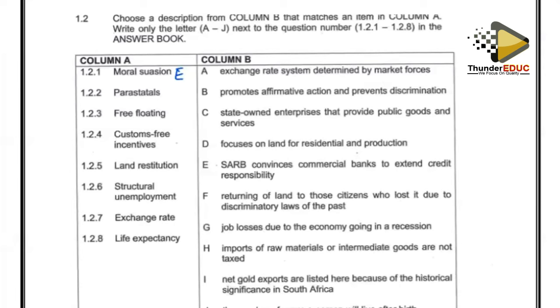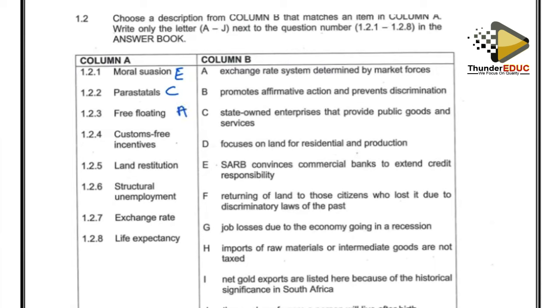Then let's move on to parastatals. Parastatals are the state-owned enterprises that provide public goods and services, which is C. Then we have 1.2.3, which is free floating. Free floating is an exchange rate system determined by market forces, which is A.